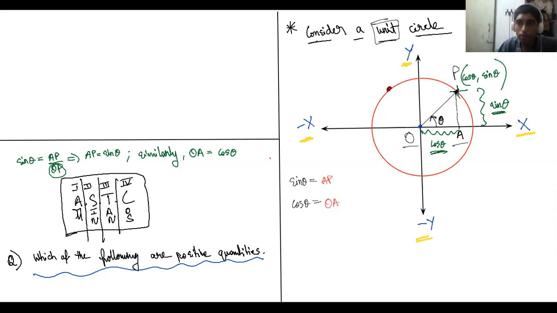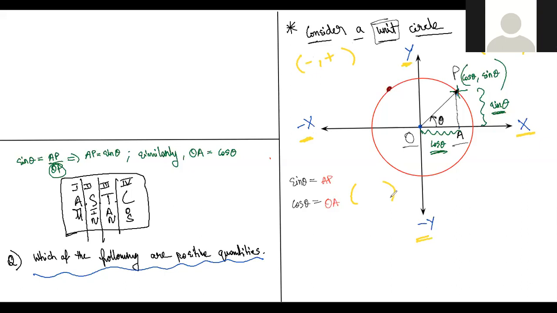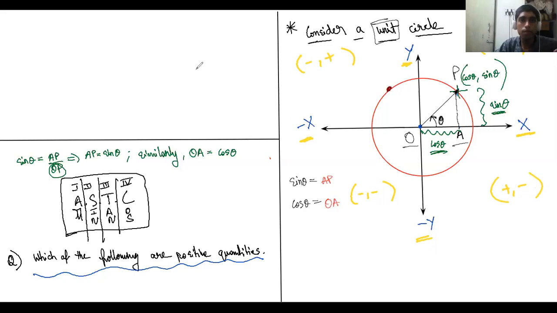Now think about it. If I'm talking about a coordinate in this quadrant, what can you comment about the sign of both the coordinates, x coordinate and y coordinate? Both are positive. Very good. What about a coordinate in this quadrant? Minus comma plus. What about this one? Minus comma minus. And in the last one? Plus comma minus. Very good.